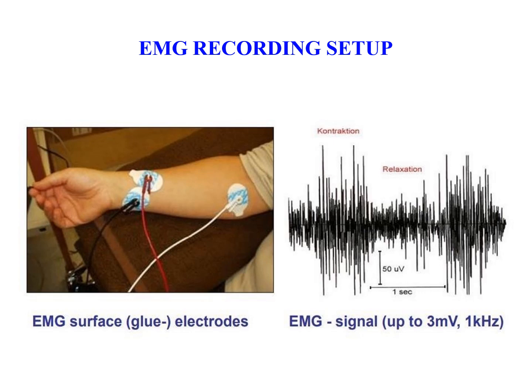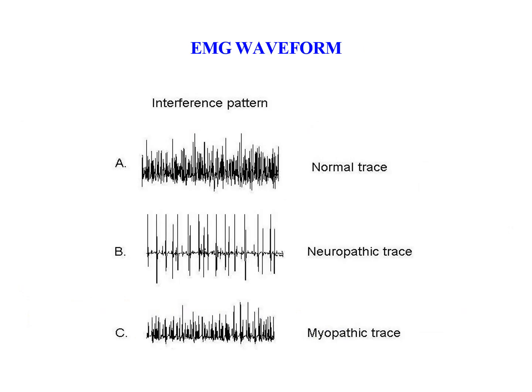Contraction means the compression of the electromyographic signal. Relaxation means the expanding of the signals in electromyograph signals. The frequency level is up to 1 kilohertz, and the amplitude level is up to 3 millivolts in the EMG signal. These are the recording setups and the waveform of the EMG.